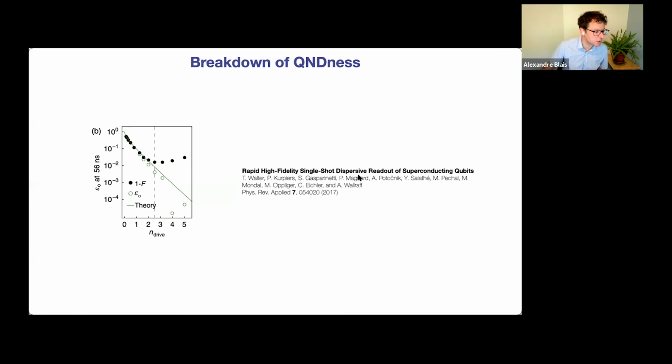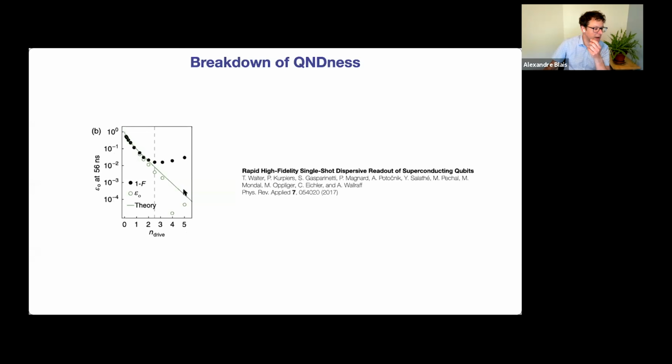So what are you seeing here? That's a beautiful paper by the group of Andreas Wallraff, in Physical Review Applied 2017, one of the papers where they really worked as hard as they could to improve the SNR. And here's what they saw. What you're seeing here is essentially the error. Epsilon naught is the error at an integration time as short as 56 nanoseconds. And what you're seeing is this error as a function of the number of photons in the cavity.